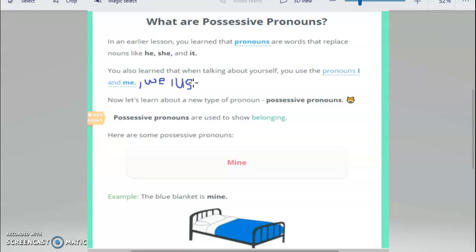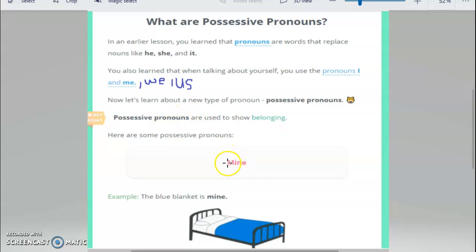Today we're going to be looking at some first person possessive pronouns. Possessive pronouns. So what are possessive pronouns? Now, possessive pronouns are used to show belonging. Doesn't this sound familiar? Yes, it does. We already did possessive pronouns, and a possessive pronoun shows ownership, right? It shows who it belongs to. And it's the same thing with possessive pronouns. We're showing ownership, who it belongs to. But instead of using nouns, we're using pronouns.